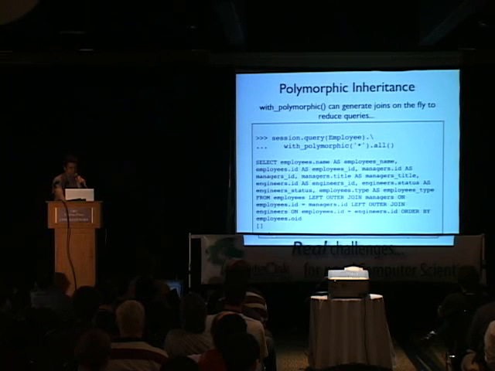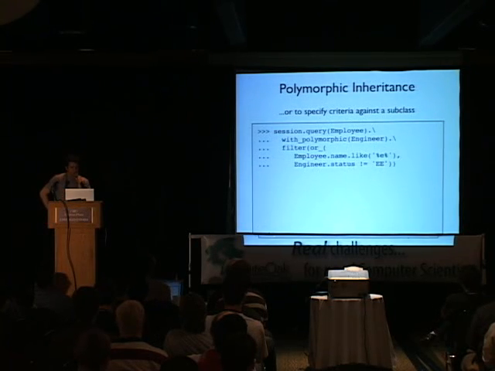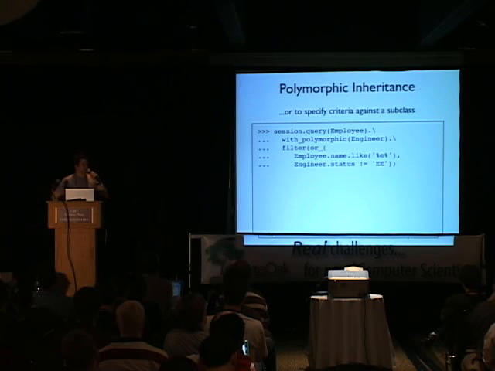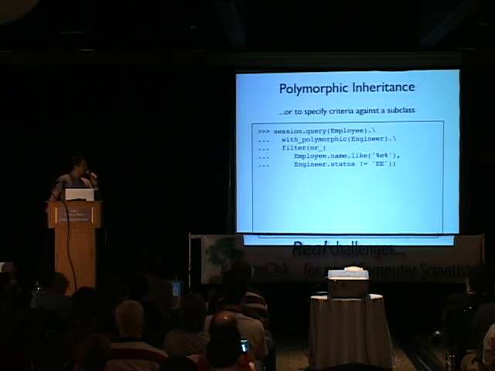With_polymorphic can also take an individual class or list of classes, so that if you want to query for employees, but you need some of your criterion to use engineers, you just say, well, I'm also doing some criterion using engineer objects, so I'd like to do that. So you can see our filter criterion has the engineer status explicitly used in the example there, which is not part of the employee class, it's part of the engineer class. And you'll get a join.